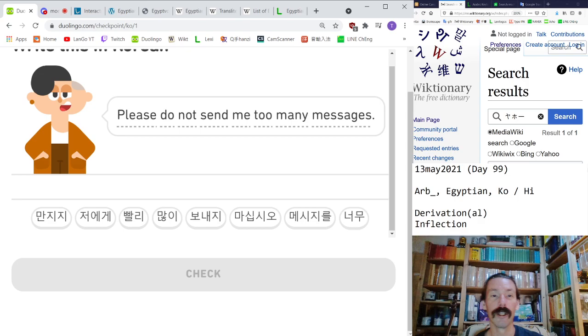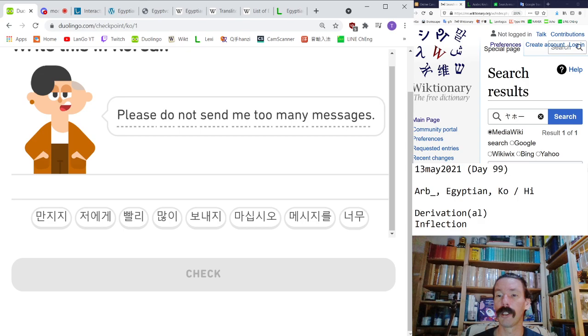So, speaking of Japanese and Hindi word order, Korean is quite similar too in the way that the sentence structures itself. What are we going to put first in this case? I think it would be messages too many sending do not do, please. It's like German. It's almost like the German guttural R, so that would be the sound without the gargle.